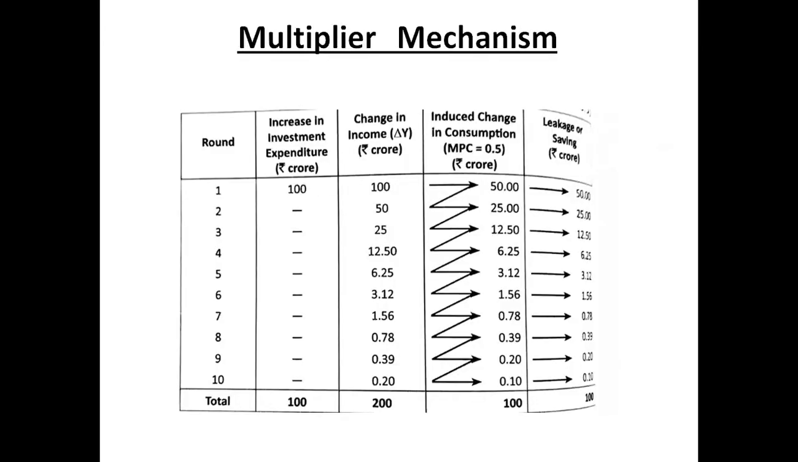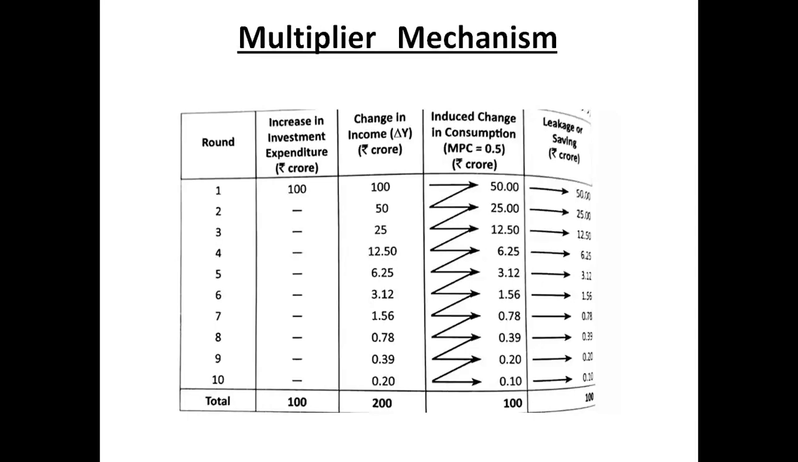Yes, friends, we will discuss multiplier mechanism. In our example, we will take initial investment 100 crore. MPC 0.5. Increase in investment expenditure in first round 100 crore. It leads to income again 100 crore. MPC 0.5, we can say 50% of 100 crore is consumed, means 50 crore is consumed, 50 crore are saved.